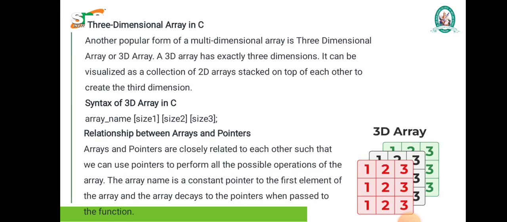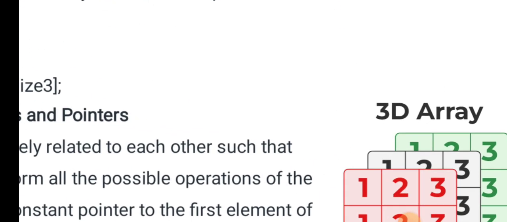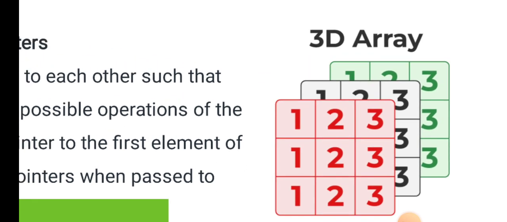We also have three-dimensional arrays, where this syntax clearly shows that we specify the array name and the size of the array in three forms, like size 1, size 2 and size 3. We also have a relationship between arrays and pointers. This is the pictorial representation of the three-dimensional arrays.